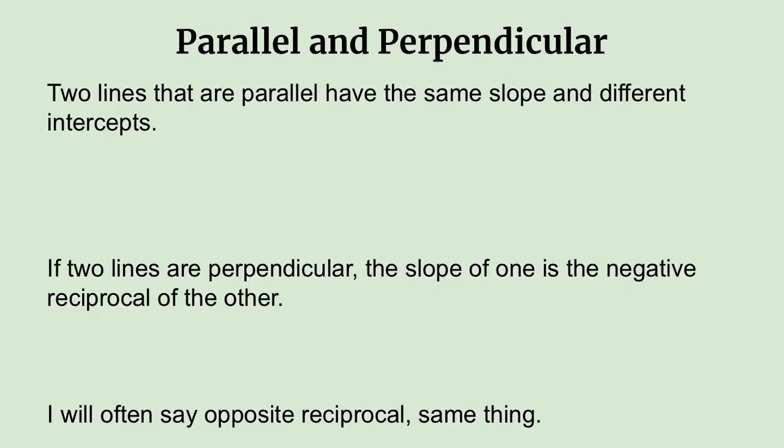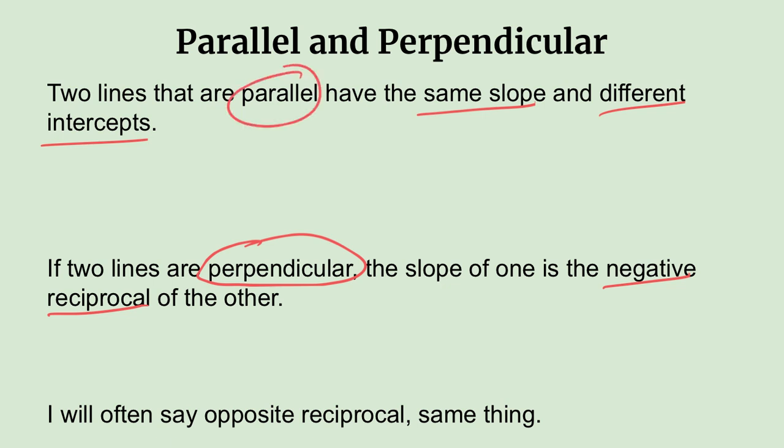In words, two lines that are parallel have the same slope and different intercepts. That's the important part there, same slope, different intercepts. If two lines are perpendicular, the slope of one is the negative reciprocal of the other. Those would be important to have in your notes. I will often say opposite reciprocal. That's just how I'm used to saying it. It's the same thing as negative reciprocal.